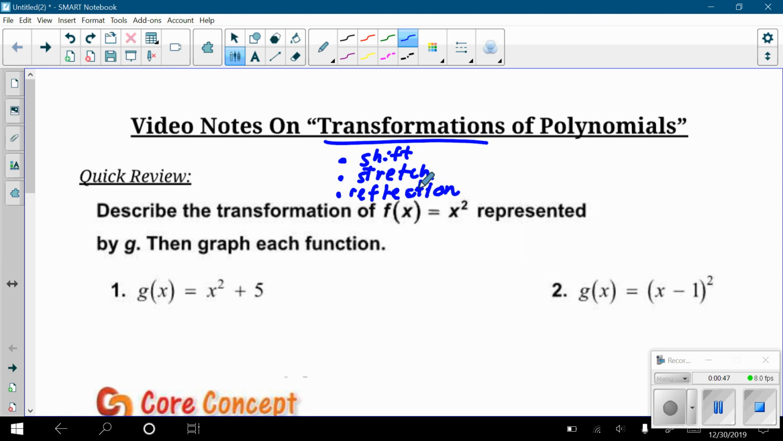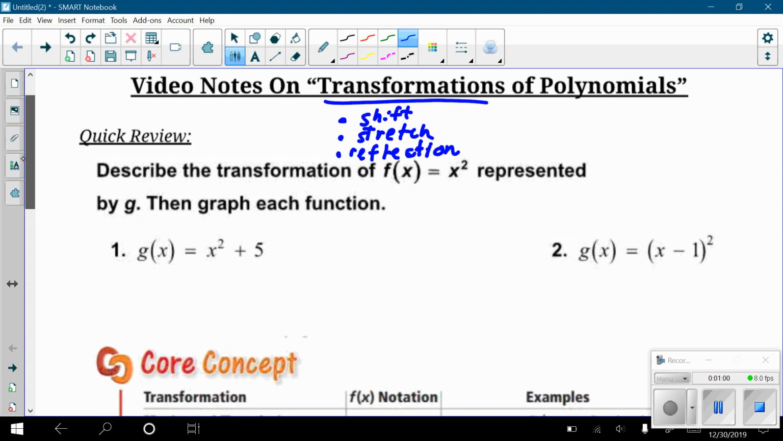Okay. And we've talked about these mainly in the context of a few different functions, but a lot of it had to do with parabolas, with quadratics. And we're just going to extend this idea to polynomials. Okay, so this shouldn't be too bad.